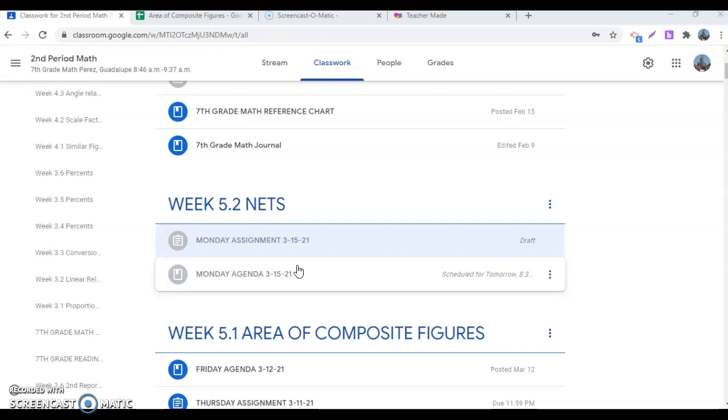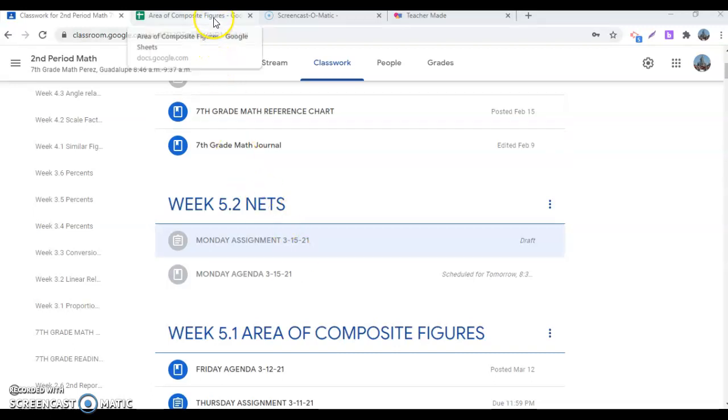So you want to make sure that the two assignments from last week are turned in, which are the Tuesday and the Thursday. And then the previous week, you want to make sure that the trapezoids and the triangle assignments are turned in. So once you're caught up with everything, you're going to work on today's assignment.